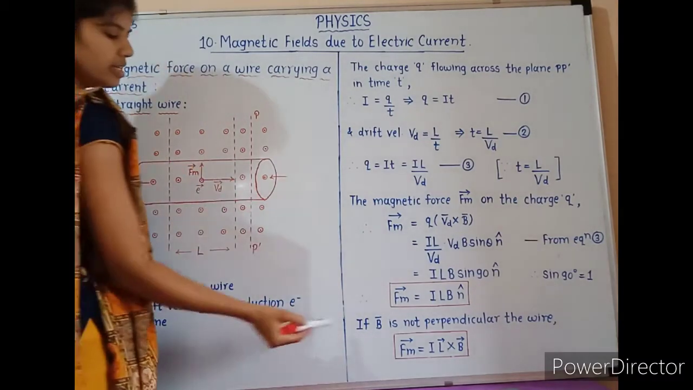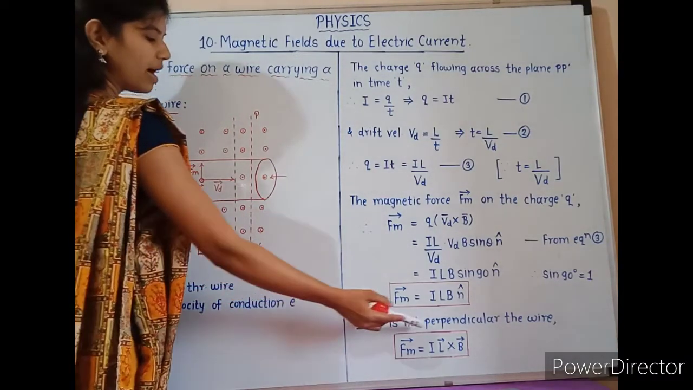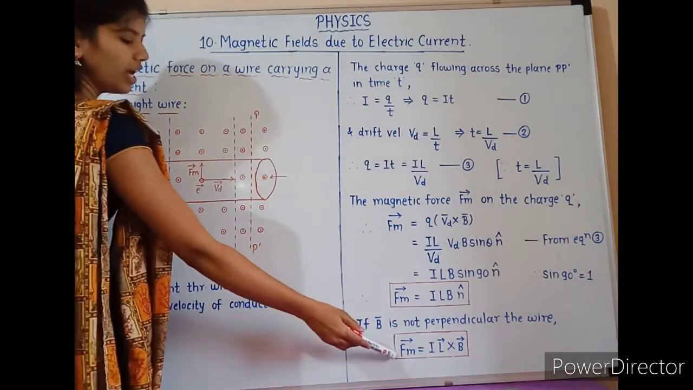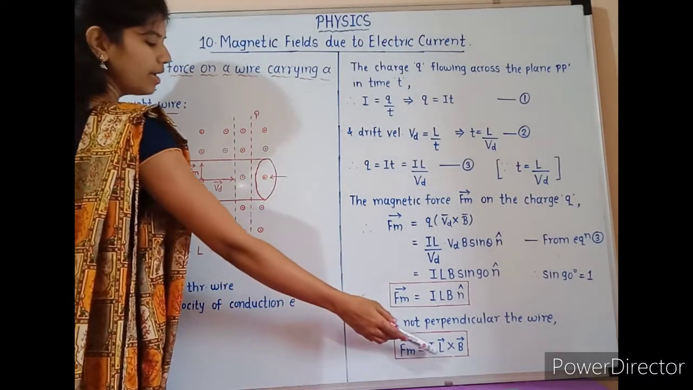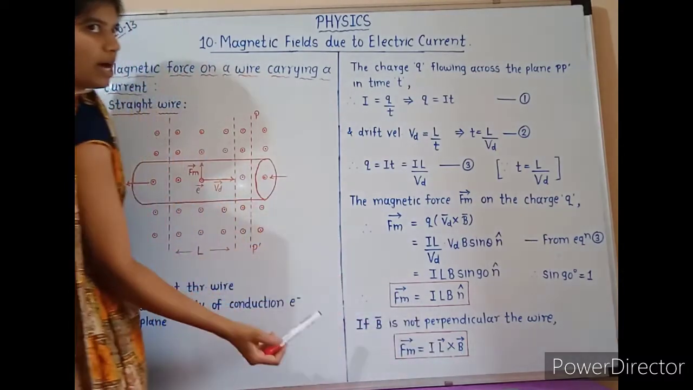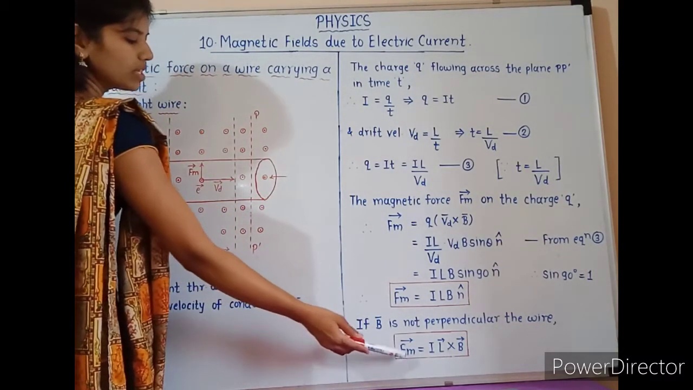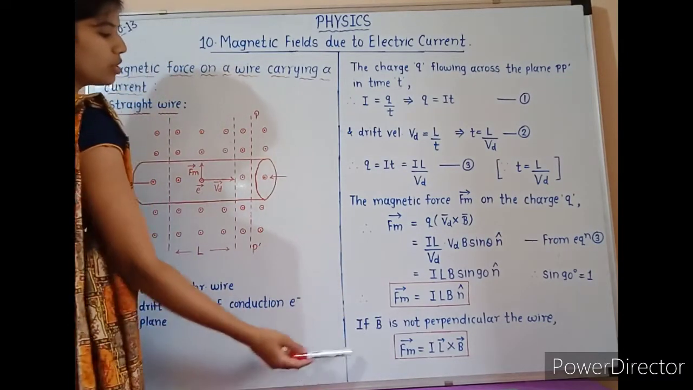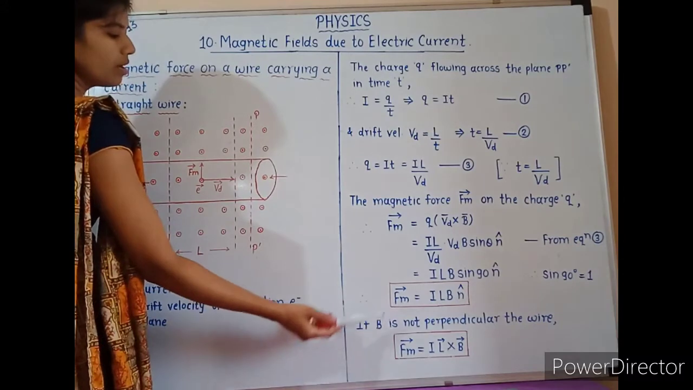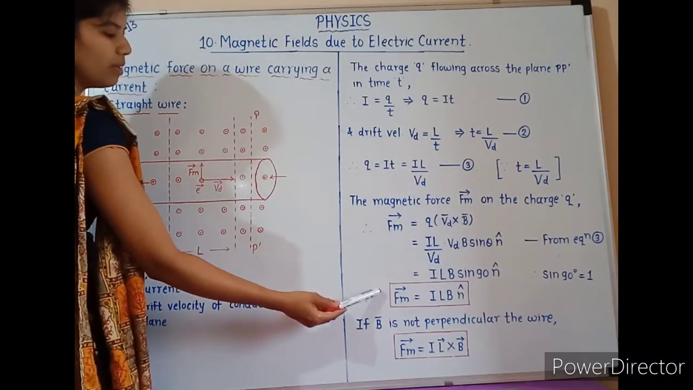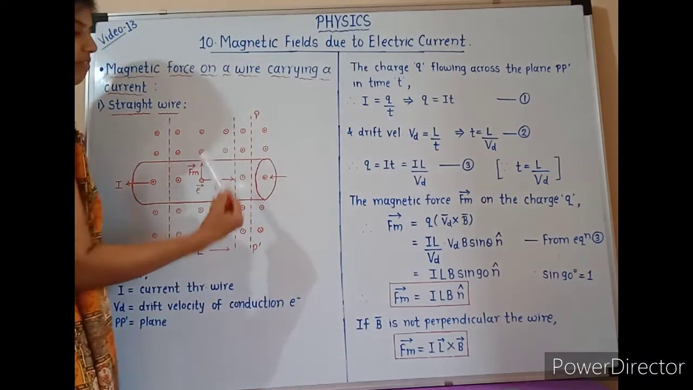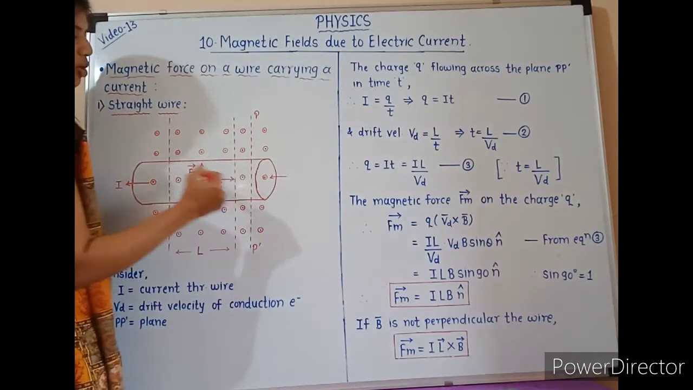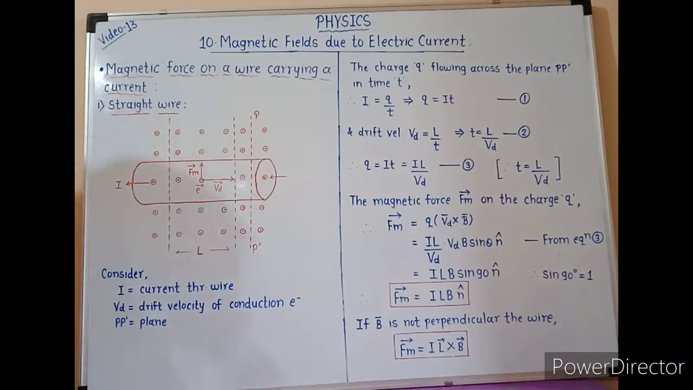Now the second case is, if this magnetic field B bar is not perpendicular to this wire, then we get Fm bar is equal to I into L bar cross B bar. Okay, so there are two cases. In the first case, the magnetic field B bar is perpendicular to this wire, and in the second case, the magnetic field B bar is not perpendicular to this wire.